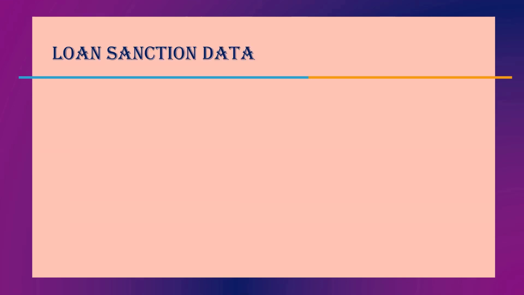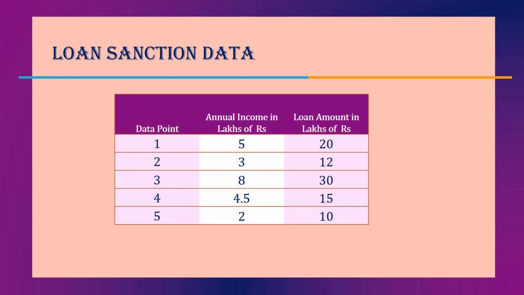His loan sanction data is taken as input. The borrower's income in lakhs of rupees is shown in the second column. The third column shows the loan amount sanctioned in lakhs of rupees.